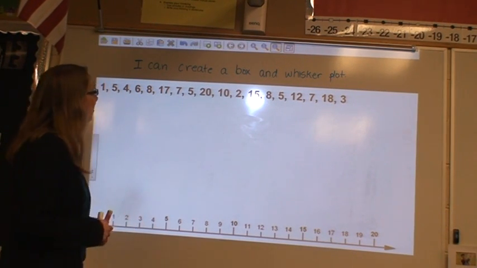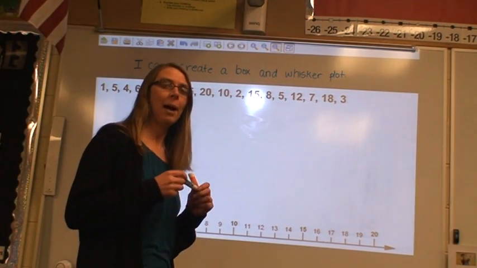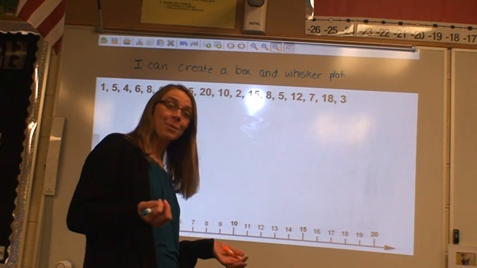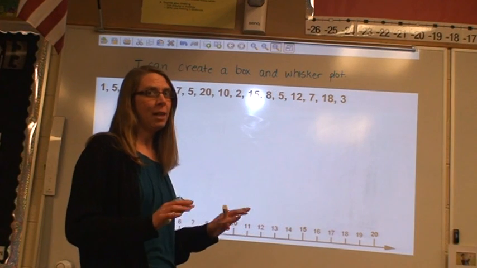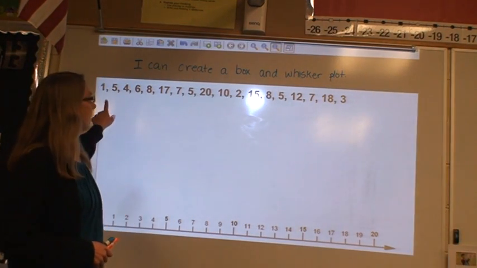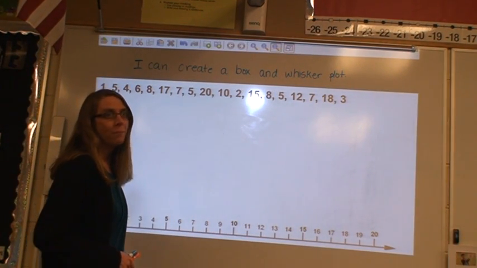Today we are going to do one of my favorite things. We are going to learn how to create a box and whisker plot. The reason I like box and whisker plots so well is because they sound really confusing, but they're really not too bad. So the first thing we're going to do is, it is a measure of medians.